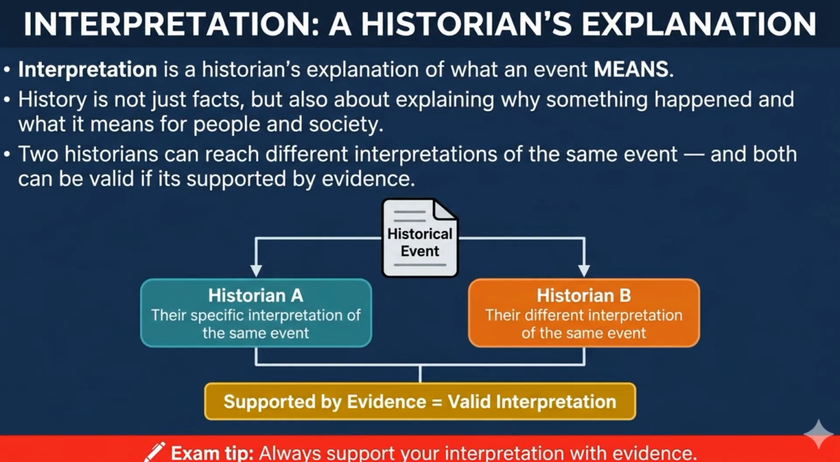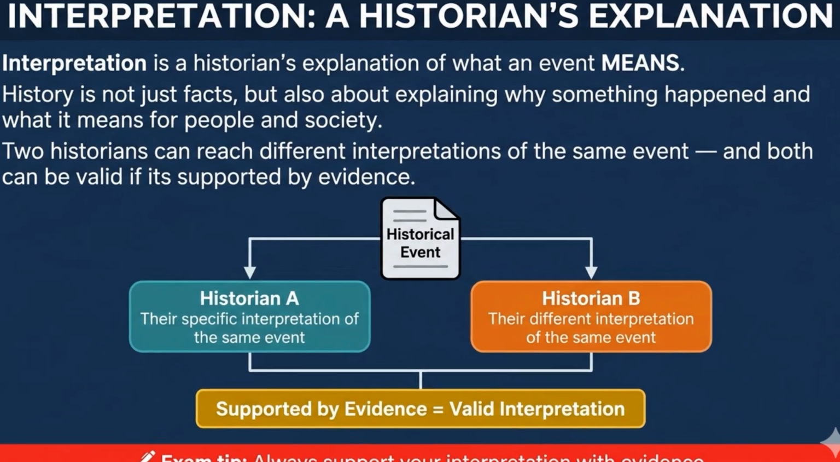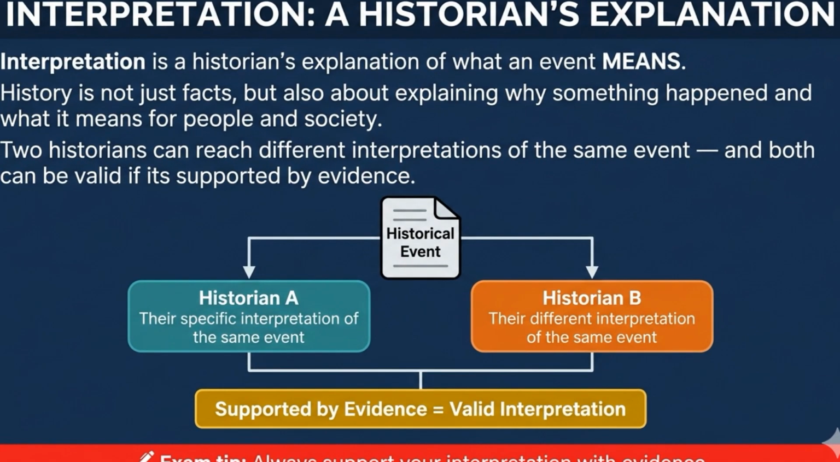Connected to accounts is the idea of interpretation. Interpretation is a historian's explanation of what an event means. History is not just a collection of facts. Two historians can study the same event, look at the same evidence, and still reach different conclusions about what it means and why it happened.